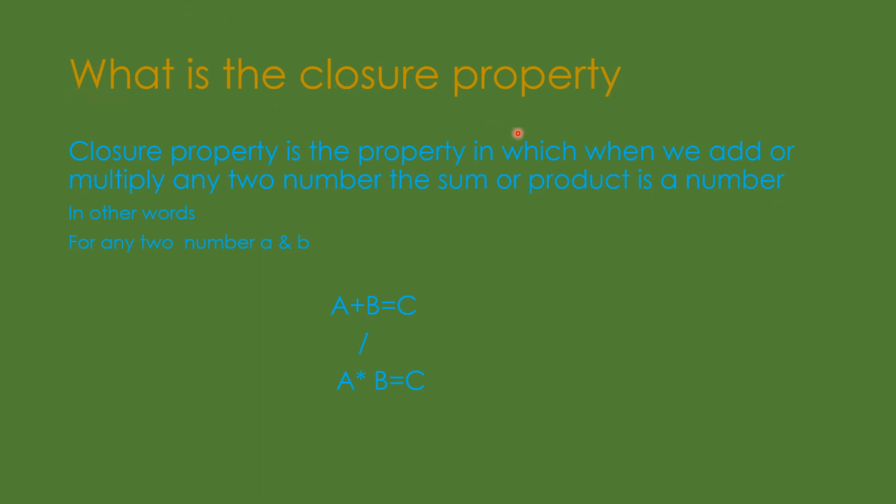What is closure property? Closure property is the property in which when we add or multiply any two numbers, the sum or product is a number. In other words, for any two numbers a and b, a plus b is equal to c and a into b is equal to c. Now let's check.